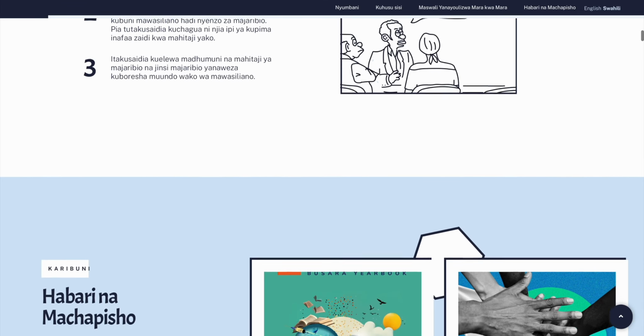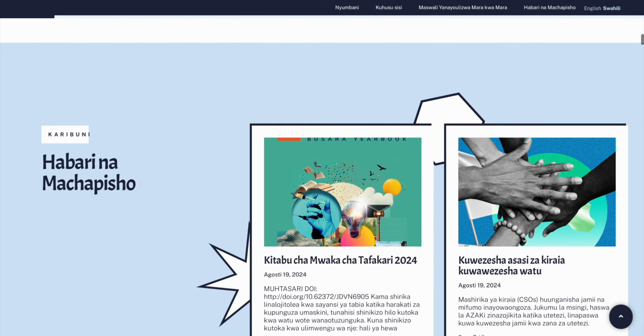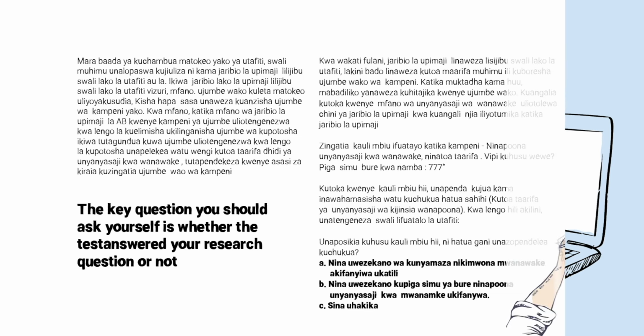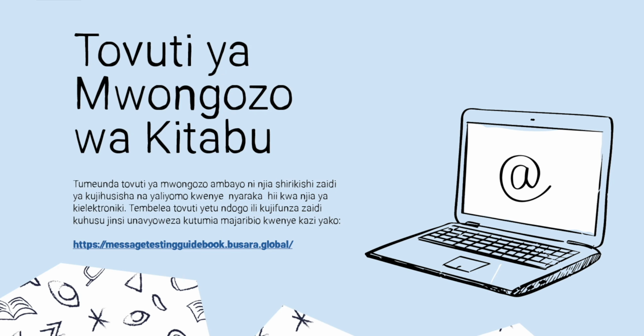The guidebook exists in two formats. We have a PDF version of it, and then we also have a website. So the website is more interactive.